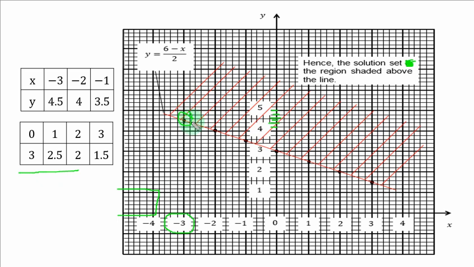Note that a thick line is used to join the points together because the given symbol of inequality in that problem is weak, greater than or equal to. Because it is greater than or equal to, the region above the line is shaded. Hence, the solution set is the region shaded above the line. If you take any set of points in this shaded region, surely it will satisfy the given inequality.